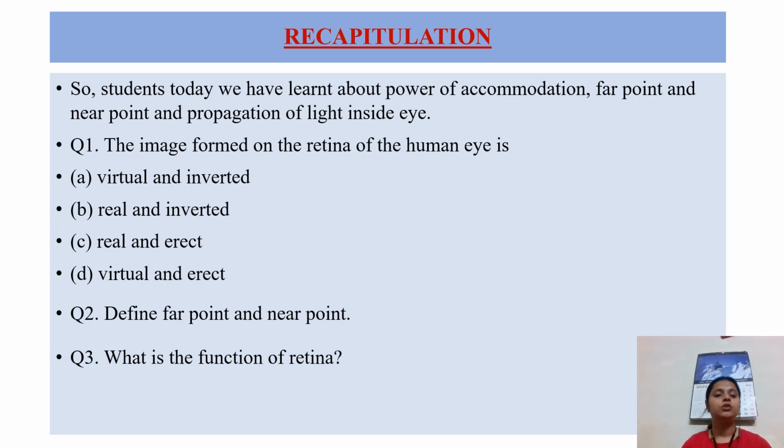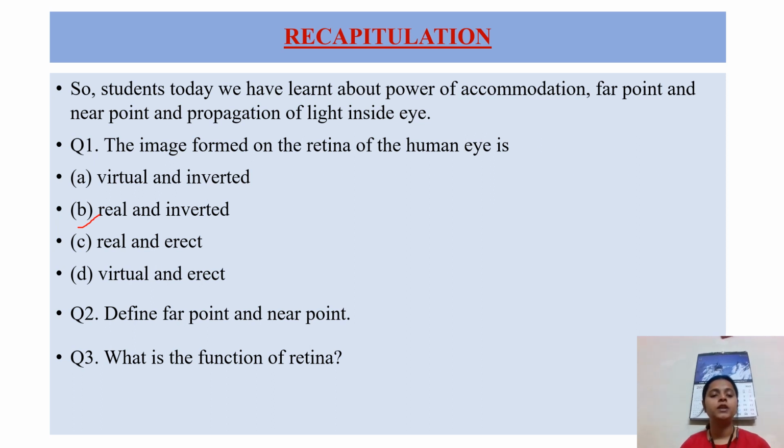The first question for you is: the image formed on the retina of the human eye is virtual and inverted, real and inverted, real and erect, or virtual and erect? What do you think the answer is? You can write your answers in the chat box also. Yes, the answer is B, real and inverted. Very good.